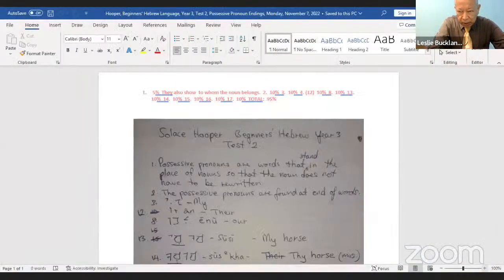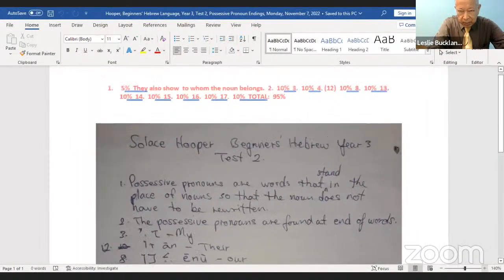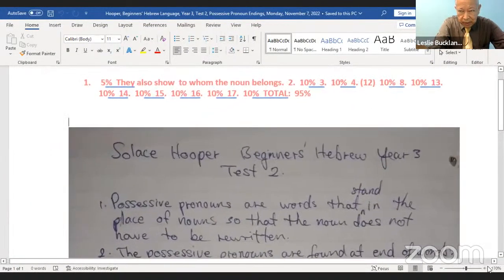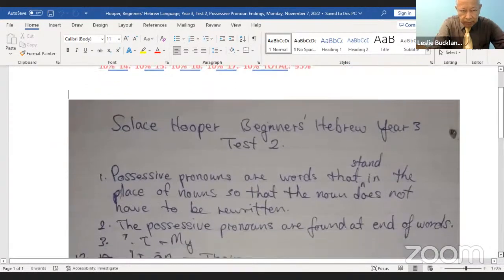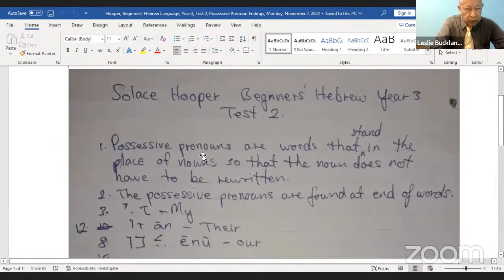I'm going to enlarge it so we can see it better on the screen. Okay, so she answered question number 1. What are possessive pronouns? Possessive pronouns are words that stand in the place of nouns so that the noun does not have to be rewritten.